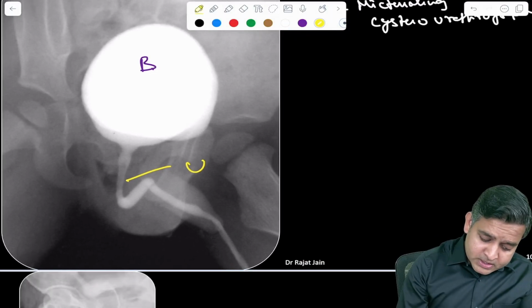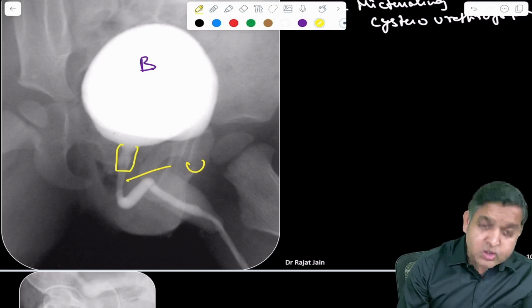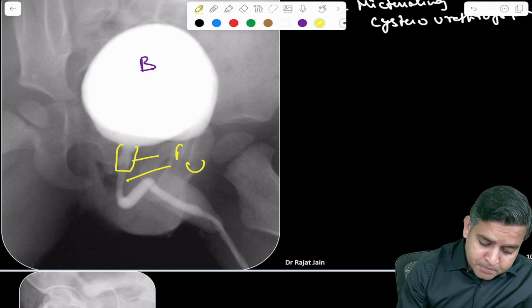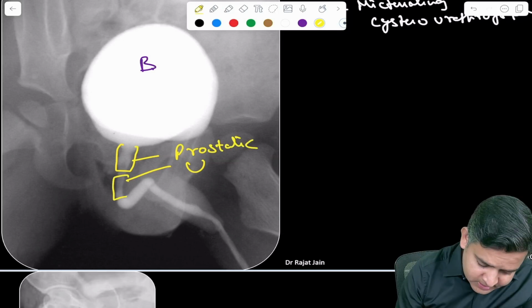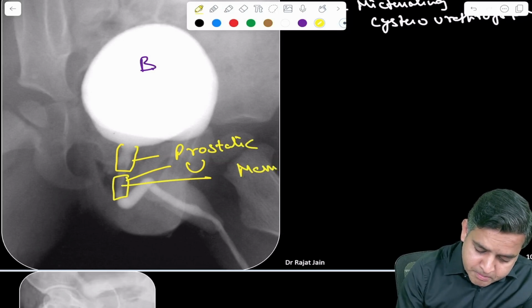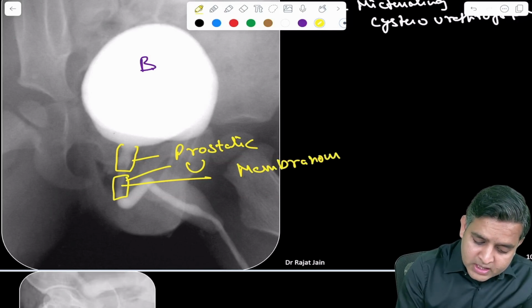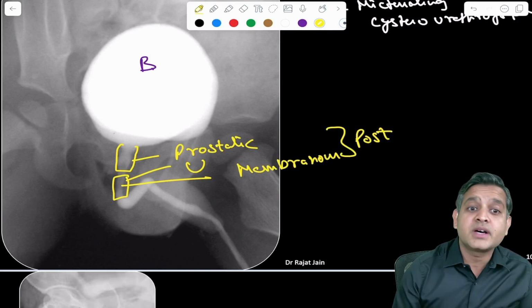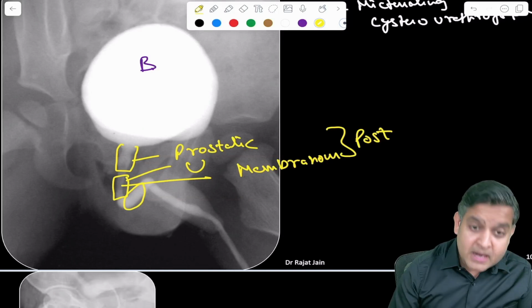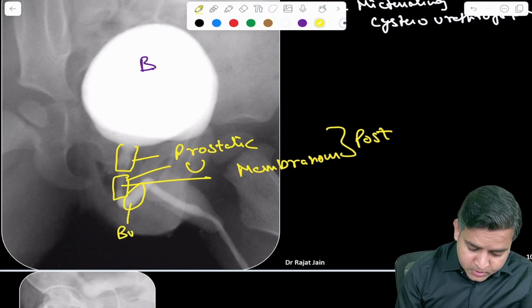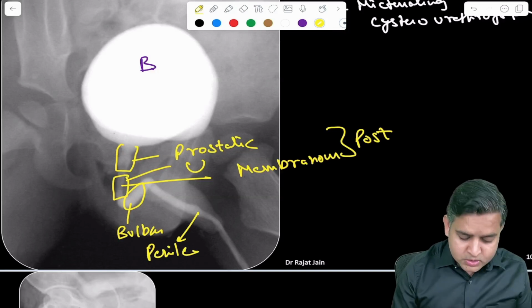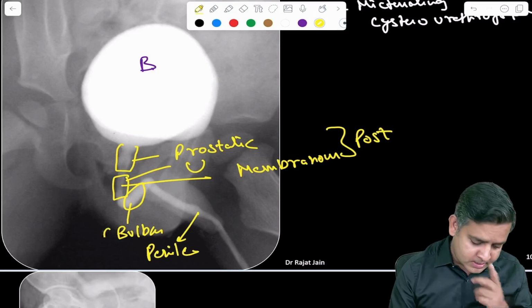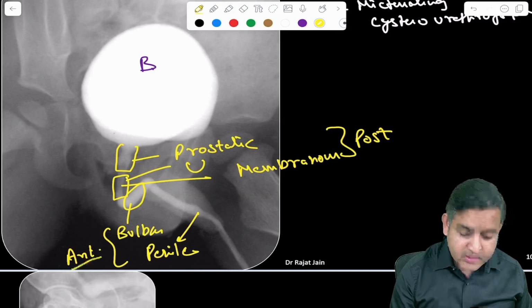Examiner can ask you the parts of the urethra. So what are the common parts of the urethra? The part which is close to the bladder is the prostatic urethra. After the prostatic urethra, this part becomes the membranous urethra. Both are part of the posterior urethra. Then this bulbous part is the bulbar urethra and this part is the penile urethra. So bulbar and penile urethra are part of the anterior urethra.